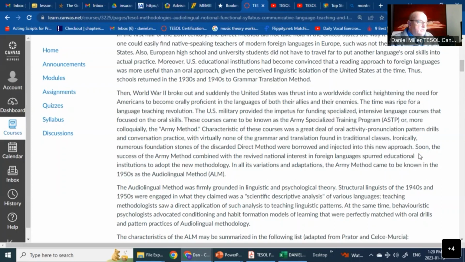Do you know about the Rosetta Stone method? Actually, the Rosetta Stone method is a little bit better than the audio-lingual method because it's kind of interactive. You can interact with the software that you're playing with, produce something and get some feedback. But in the Army method and audio-lingual method, you're just able to memorize and then produce something that you have memorized without understanding the meaning.